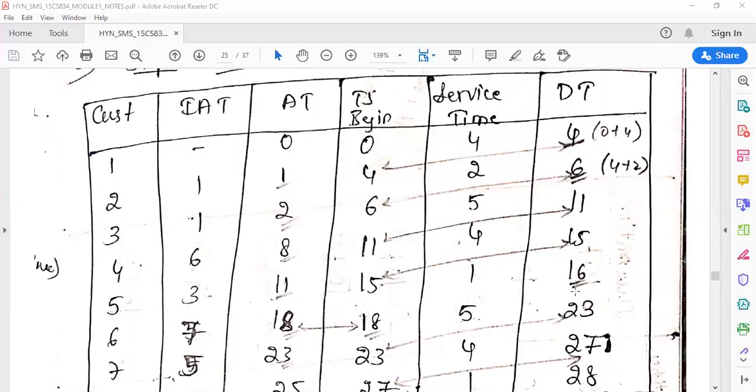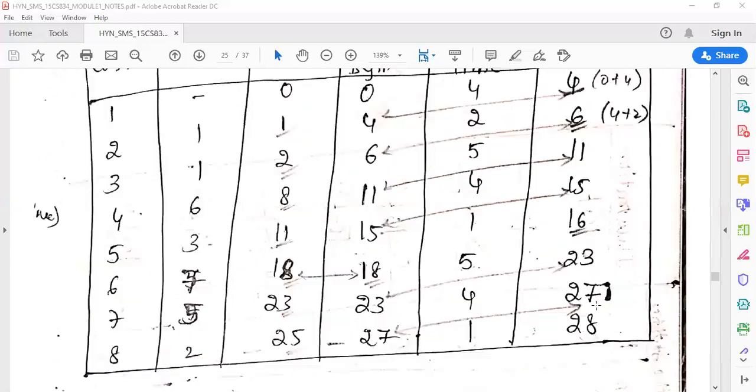So here the server will end at 16, but the arrival time is at 18. That means the server is idle for 2 minutes here. So we start at 18, 18 plus 5, 23. Next is 23 plus 4, 27. Next 27, so the customer has to wait here for 2 minutes. 27 plus 1, 28.